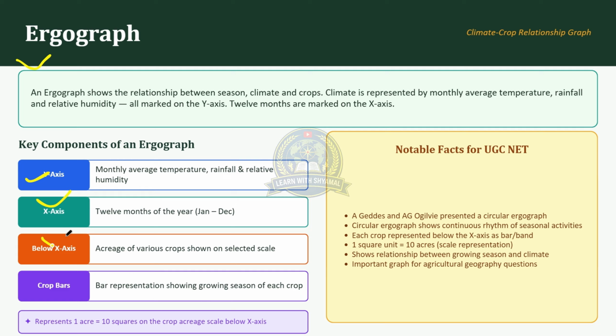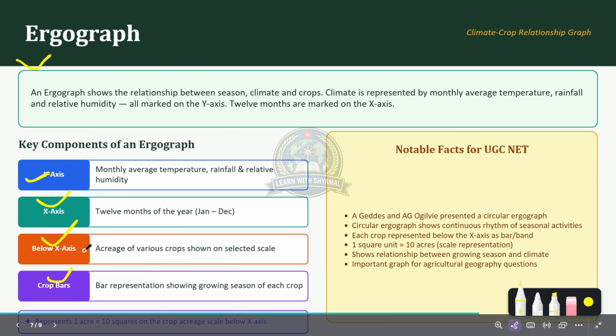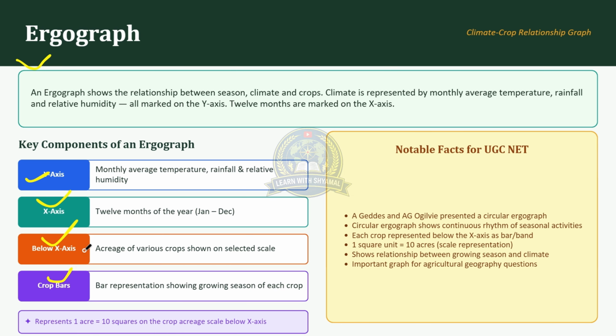to December. Below the x-axis, the scale of various crops is shown on a selected scale, with crop bars, bar representations showing the growing season of each crop. One square represents 1 acre, that means 100 squares on the crop acres scale below the x-axis.